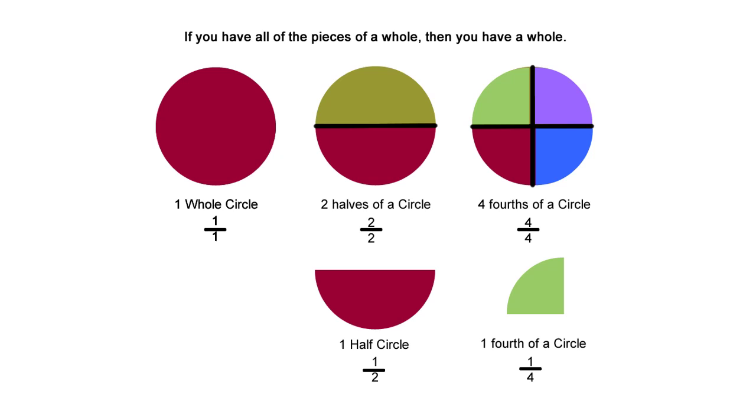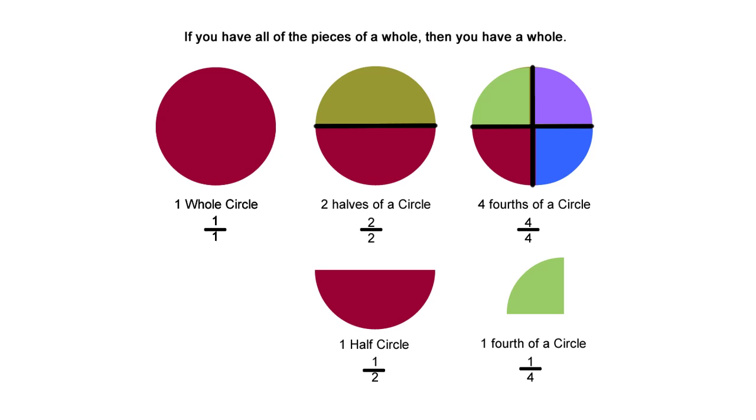If you have all the pieces of a whole, then you have a whole, as you can see in this example. 2 halves of a circle would be 2 out of 2. It is still a whole circle. 4 fourths of a circle is 4 out of 4. It is still a whole circle. Even though it is cut, we're not missing any pieces.